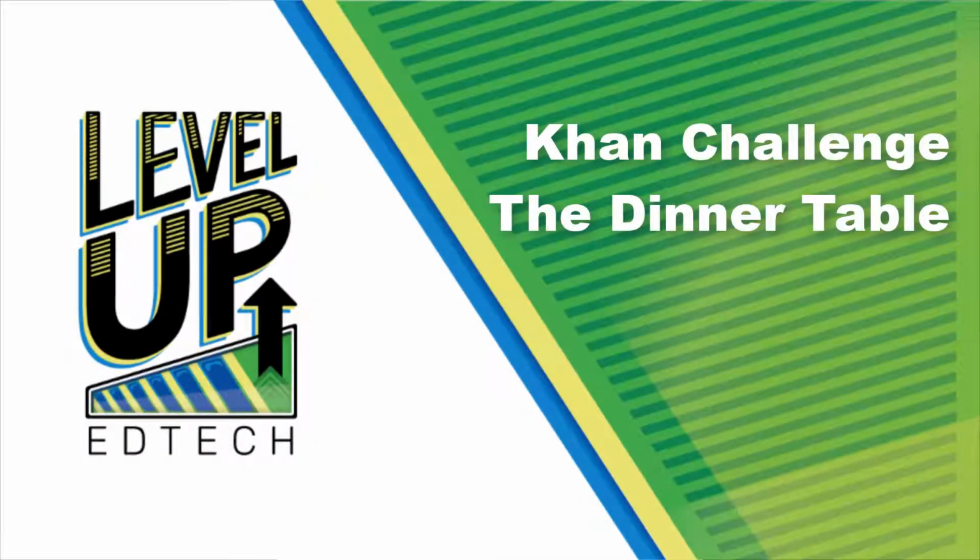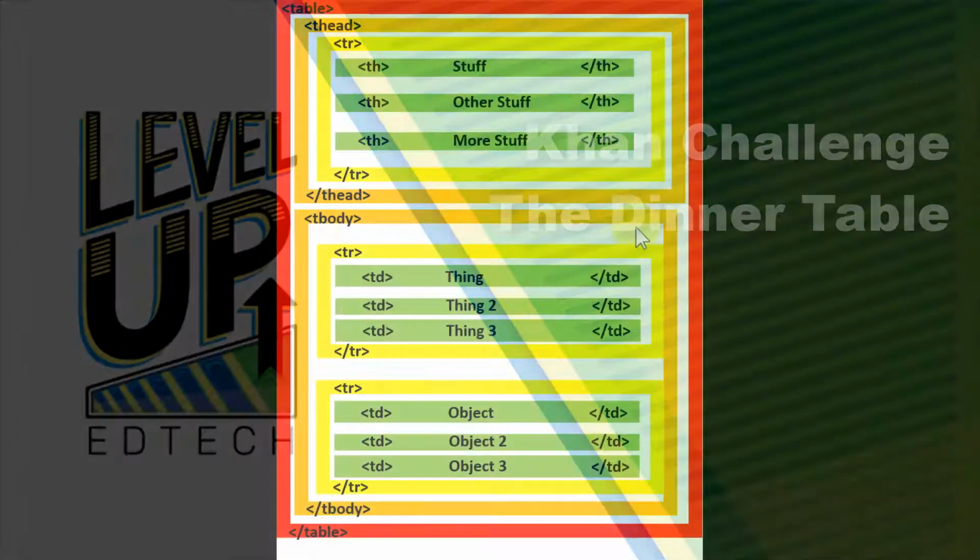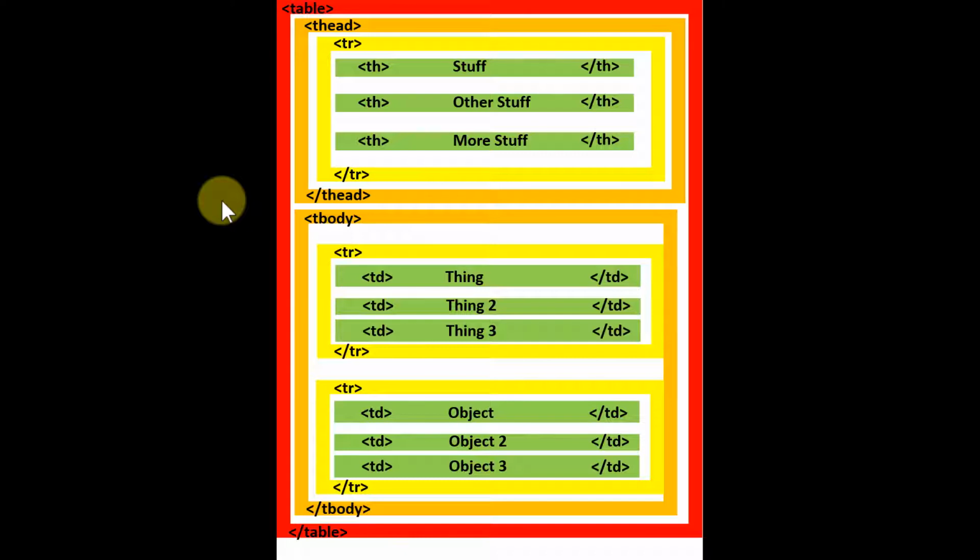In this video, we're going to look at HTML tables and the Khan Academy challenge, the dinner table. To start out with, I just want to show some of the basic structure of how to build a table in HTML. If you look here, the main tag is the table tag, and it comes all the way down here and ends with a closing table tag.